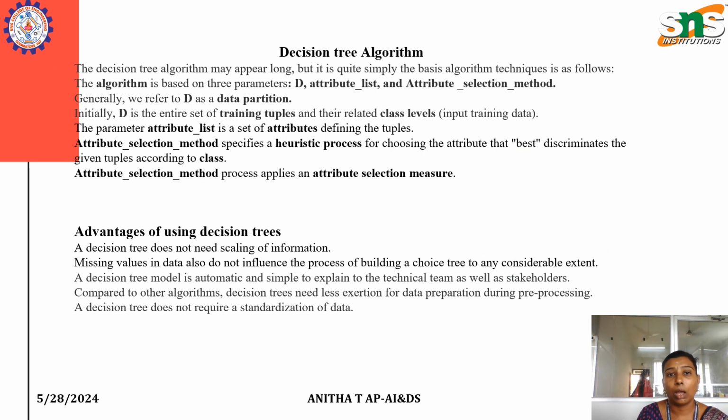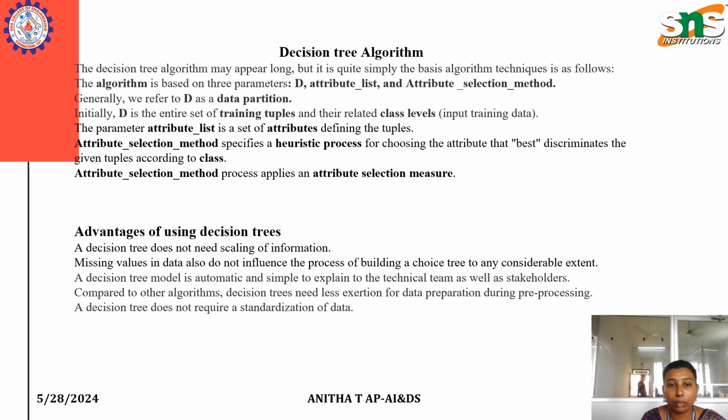The decision tree algorithm may appear long, but it is quite simple. The basic algorithm technique is as follows. The algorithm is based on three parameters: D, attribute list, and attribute selection method. Generally, we refer to D as a data partition. Initially, D is the entire set of training tuples and the related class labels, the input training data. The parameter attribute list is a set of attributes defining the tuples. The attribute selection method specifies a heuristic process for choosing the attribute that best discriminates the given tuples according to class. The attribute selection method process applies an attribute selection measure.